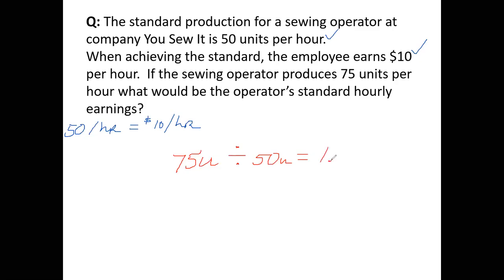Perfect. So the sewing operator produced another half. So this sewing operator produced one and a half times the standard. So they're going to be paid 1.5 times. We'll multiply 1.5 by their standard hourly rate. You make more, you get more. You make less, you get less. That's the incentive. So this person is going to be paid $15 an hour for those hours that they are pumping out 1.5 times the standard.